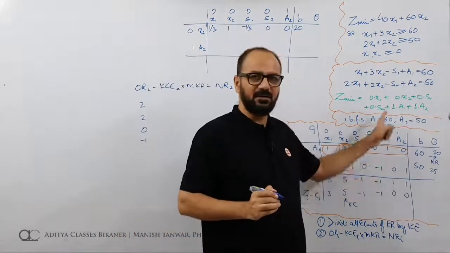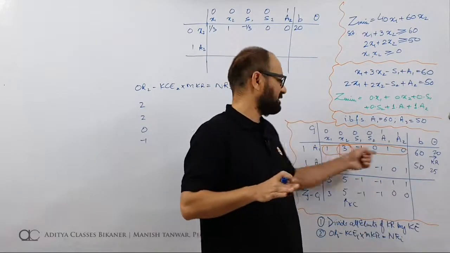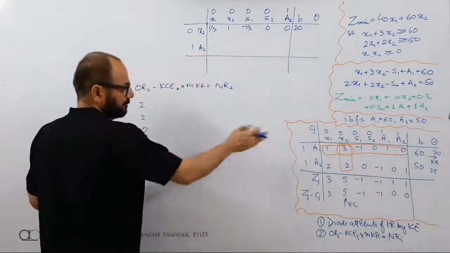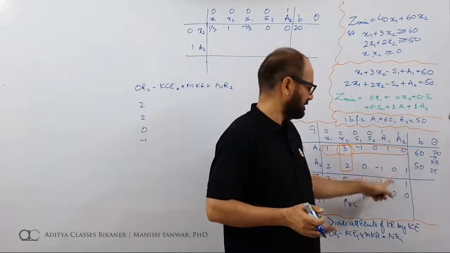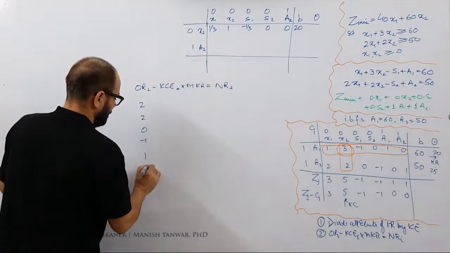Remember, A1 we are ignoring from here on because A1 has become outgoing variable. As soon as an artificial becomes outgoing, we forget it. So we have a 2, 2, 0, minus 1. Ignore this because it is out. 1 and 50.